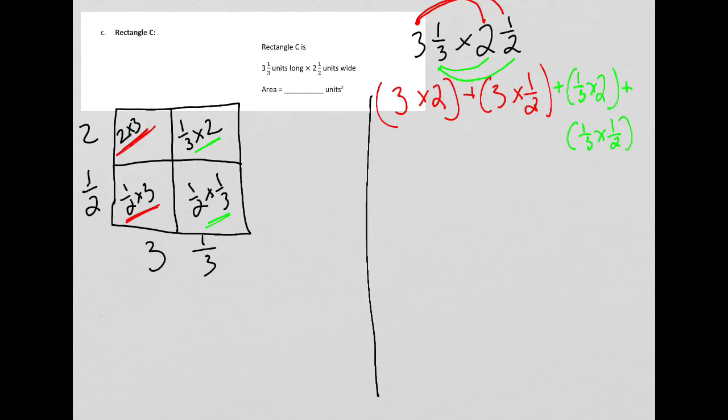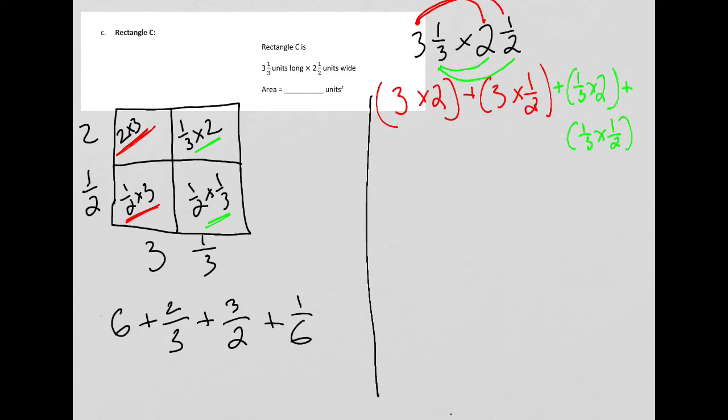2 times 3 gives me 6. 1/3 times 2 is going to give me 2/3. 1/2 times 3 is going to give me 3/2. And 1/2 times 1/3 is going to give me 1/6. Those are the exact same things you would get over here. They just might be in a different order. But you're going to get 6 plus 2/3 plus 3/2 plus 1/6.